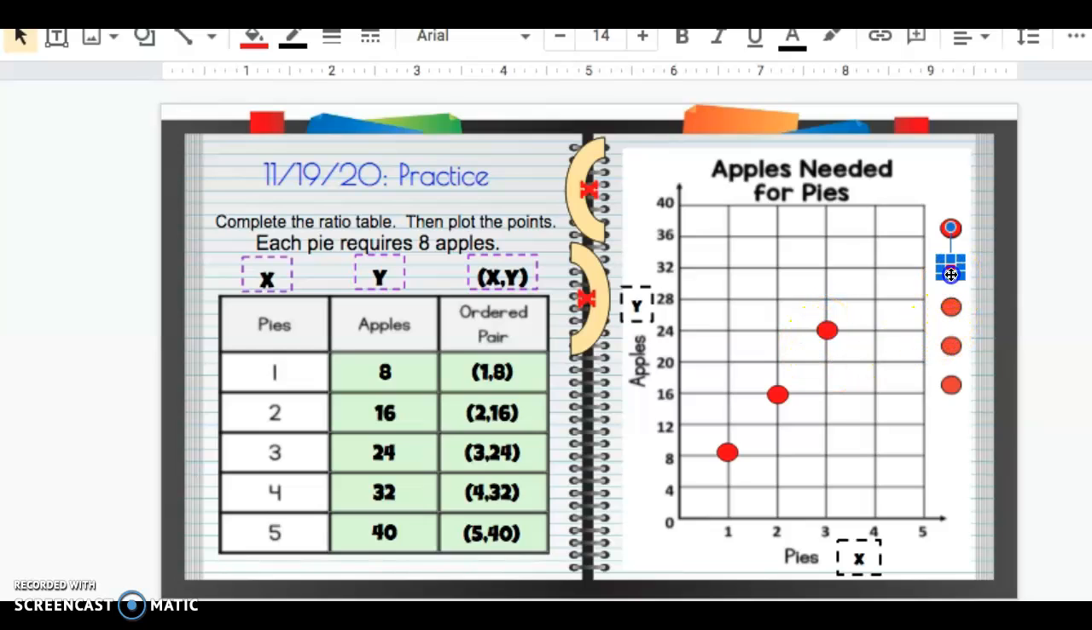So then we have to do 4. I walk to my 4, and then I have to fly to my 32. So I'm going to fly up to 32. Okay, because that's where they meet. 4, 32. And my last one, I start at my point of origin, walk to my 5, and I'm going to fly to my 40. So I've plotted my points based off of my table that I created using equivalent ratios.